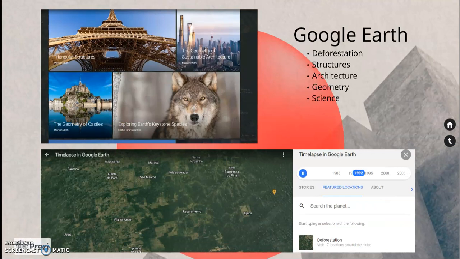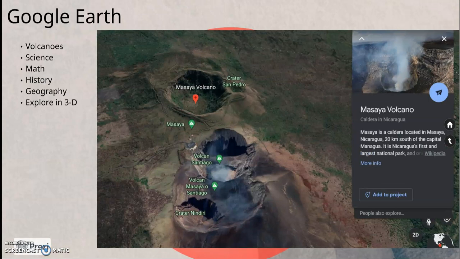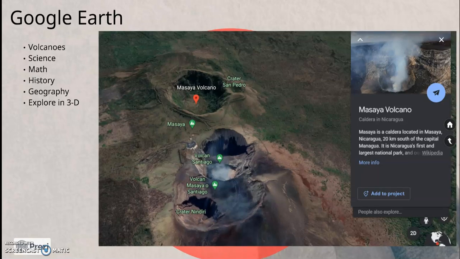Here's an example of using Google Earth. Google Earth offers a time-lapse process from a time period about things like deforestation. We can also look at structures around the world, study their architecture, look at their geometry, use it in some type of a science class. Here's another example about studying volcanoes, tying it back into science, math, history, geography. Google Earth also offers a 2D and a 3D model.